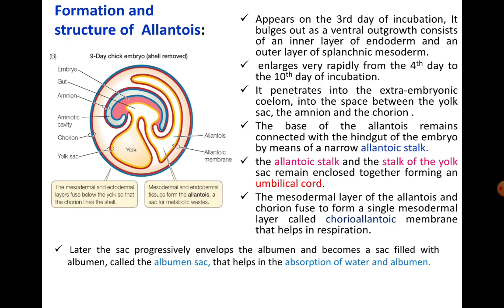So this allantoic stalk and the stalk of the yolk sac remain enclosed together, forming an umbilical cord. Now this mesodermal layer of allantois and the chorion fuse together to form a composite layer called the chorioallantoic membrane that helps in the process of respiration.